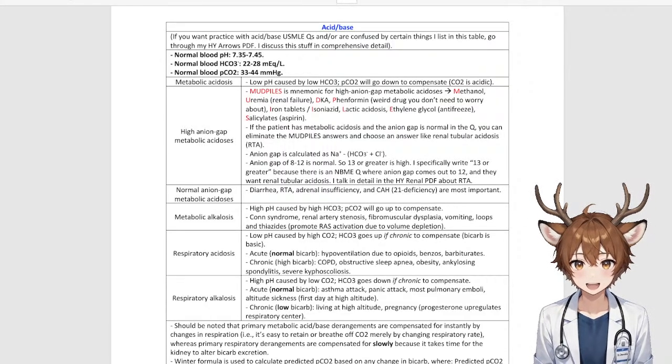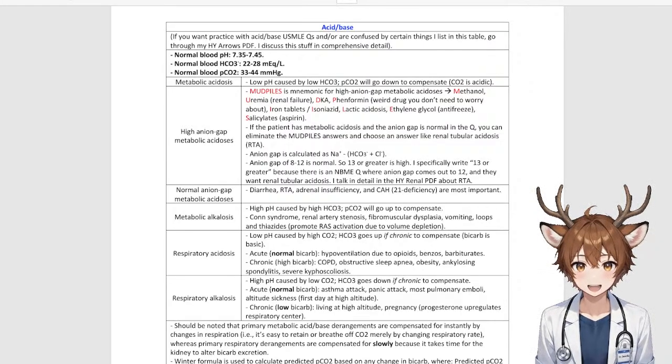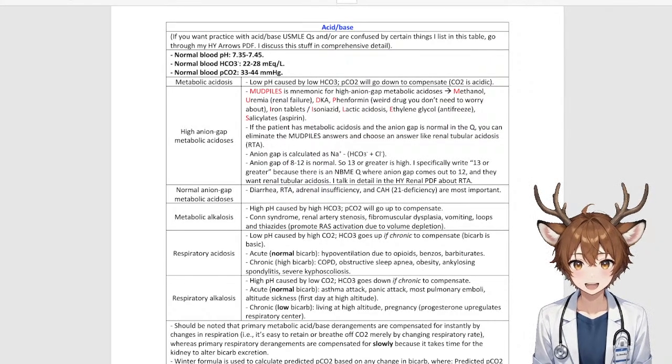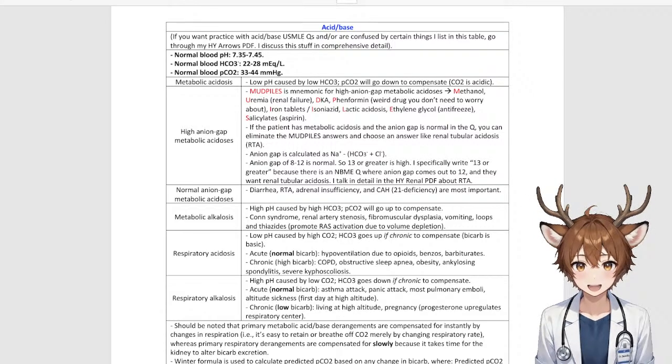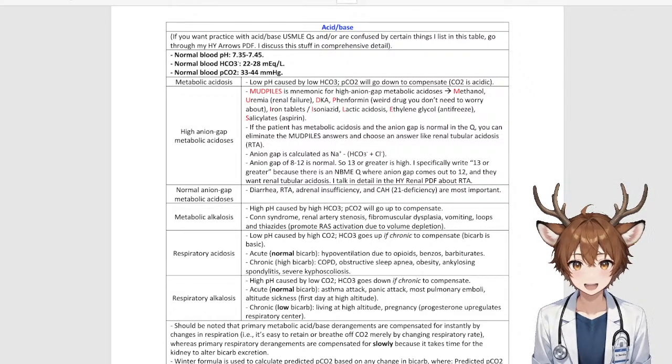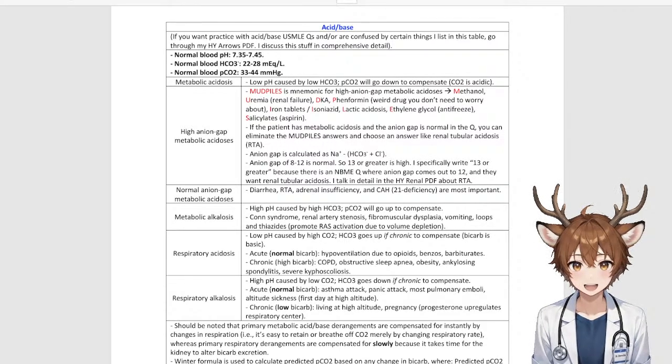Respiratory acidosis, low pH caused by high CO2. Bicarb goes up if chronic to compensate, since bicarb is basic. Acute, normal bicarb: hypoventilation due to opioids, benzos, barbiturates. Chronic, high bicarb: COPD, obstructive sleep apnea, obesity, ankylosing spondylitis, severe kyphoscoliosis.